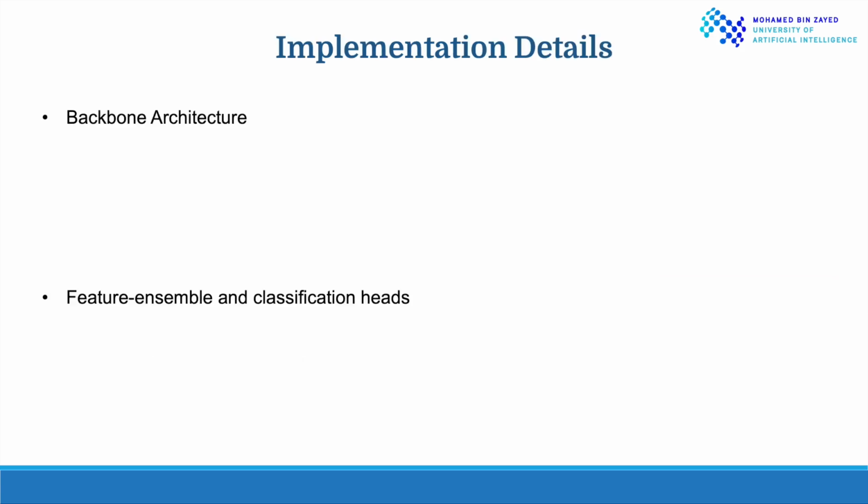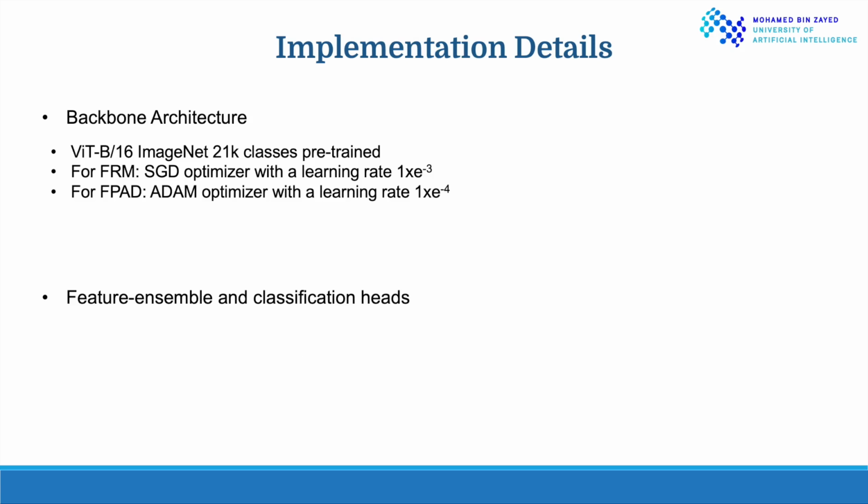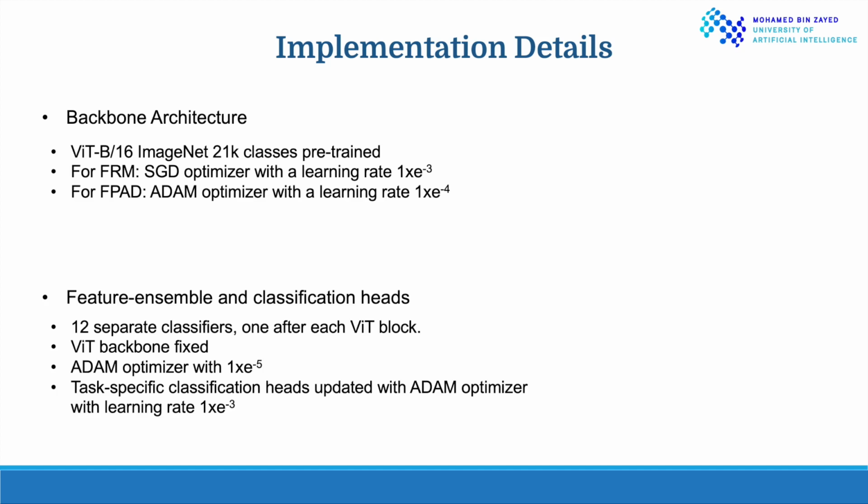Implementation details. For the backbone architecture, we use the ViT base with 16 by 16 patch size, pre-trained on ImageNet 21,000 classes. For face representation and matching, SGD optimizer with a learning rate of 1E-3, and for the face presentation attack detection, an Adam optimizer with a learning rate of 1E-4. For the feature ensemble and the classification heads, we implemented 12 separate classifiers, one after each ViT block. The ViT backbone is fixed. An Adam optimizer is used with 1E-5, and the task-specific classification heads are updated with the Adam optimizer with a learning rate of 1E-3.